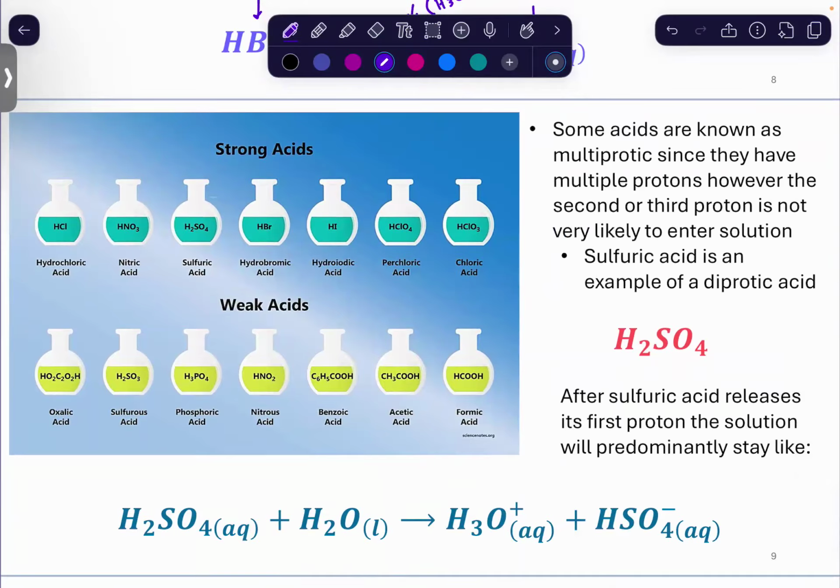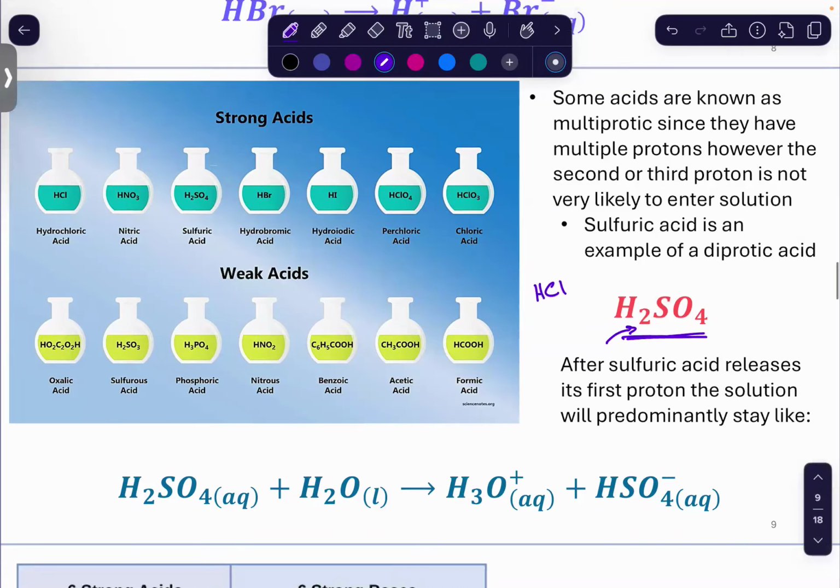Now, some acids are going to be multiprotic acids. Multiprotic means that an acid has more than one proton. So here you have sulfuric acid, that's a diprotic acid. Di is the prefix for two, so there's two protons on the sulfuric acid. That doesn't necessarily mean that this strong acid is going to put more ions into solution than, say, hydrochloric acid.